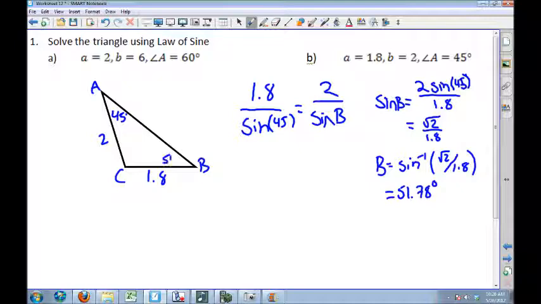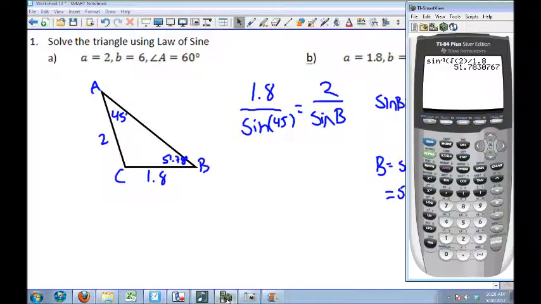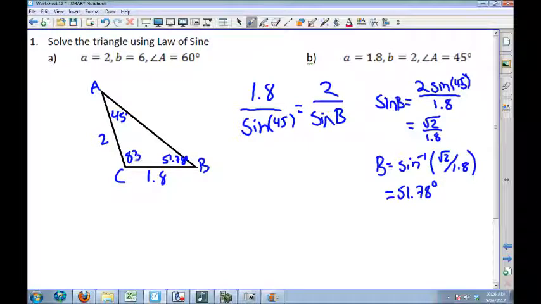Well, now I can find C by taking 180, which is the whole triangle, and subtracting off the two angles I already have. So 180 minus 45 minus 51.78. 83.22, so this angle here has to be 83.22 degrees. That's my angle C.